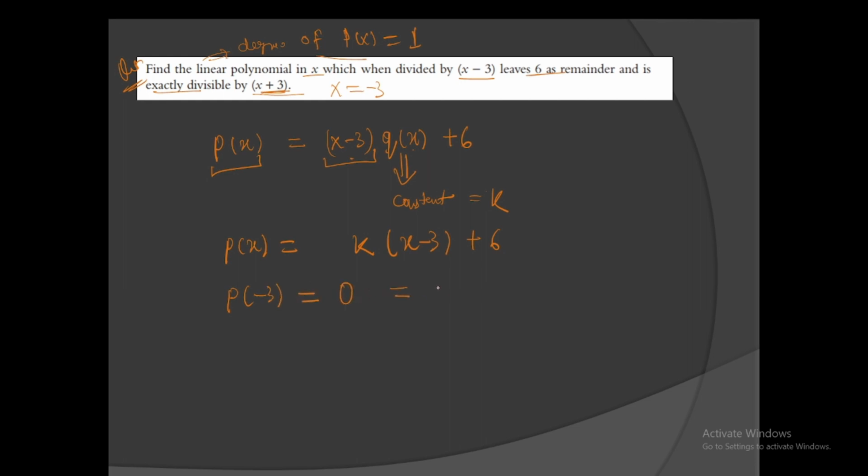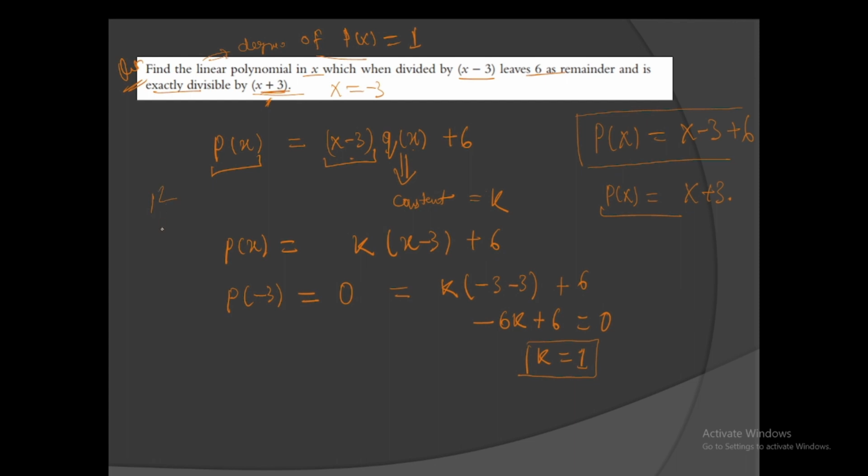So let me do it over here. Minus 3 minus 6 plus 6. So what is it? Minus 6 plus 6 equal to 0. So the value of k turns out to be 1. So our polynomial p of x is x plus 3 plus 6, which is basically p of x is equal to x plus 3. So hope it is clear that p of x is basically the same thing.